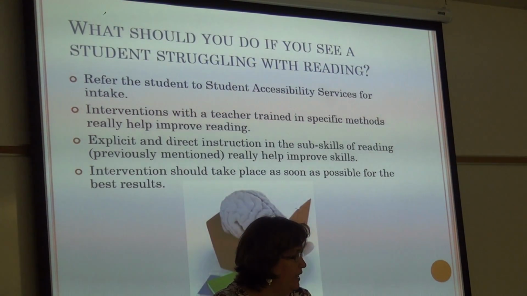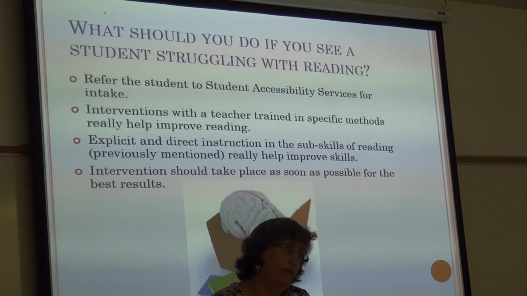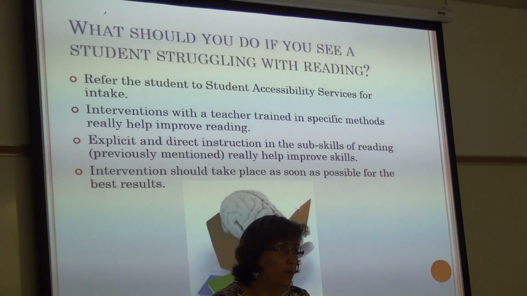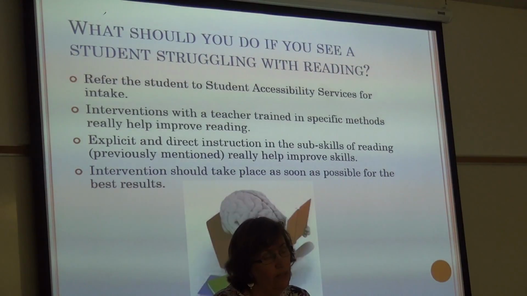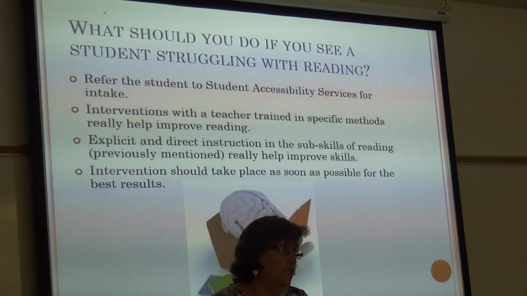And the third point here, as I stated previously, is just that people really need explicit and direct instruction in the sub-skills of reading, and that can really help improve their reading skills. And finally, intervention should take place as soon as possible for best results. So intervention really should take place in childhood.